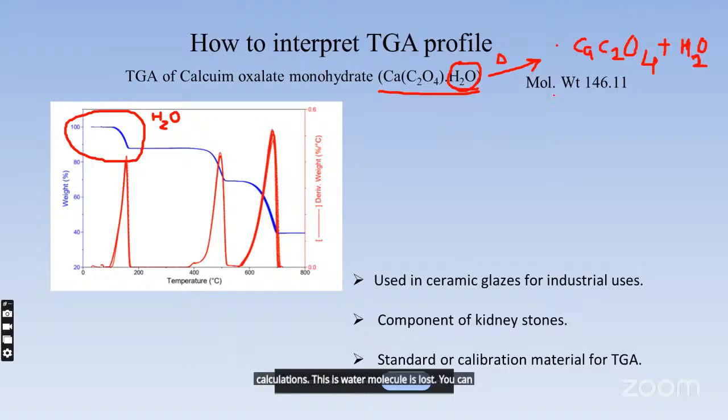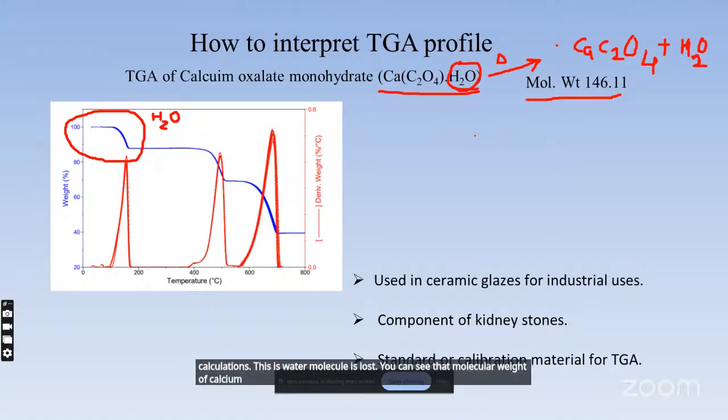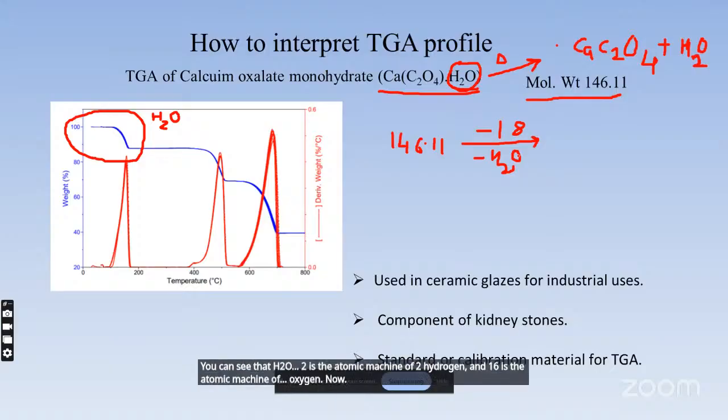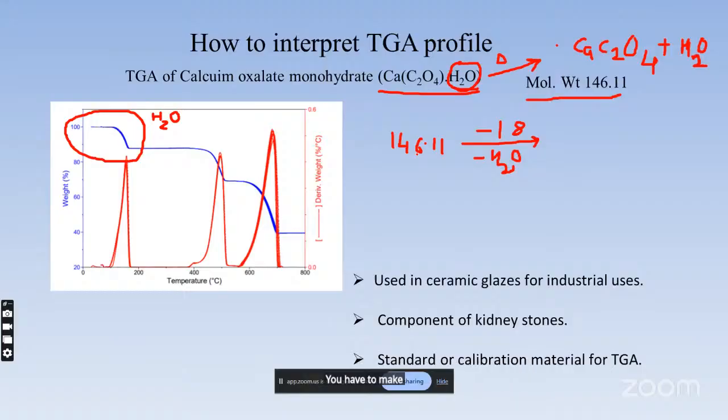You can see that the molecular weight of calcium oxalate monohydrate is 146.11. So if it has to lose a water molecule, how much mass will it lose? Minus 18. The water molecule has a molecular weight of 18, H2O. 2 is the atomic mass unit of 2 hydrogens and 16 is the atomic mass unit of oxygen. Now what you have to do is make this subtraction. So what will be the answer for this?